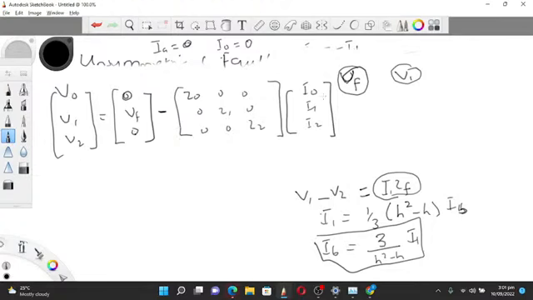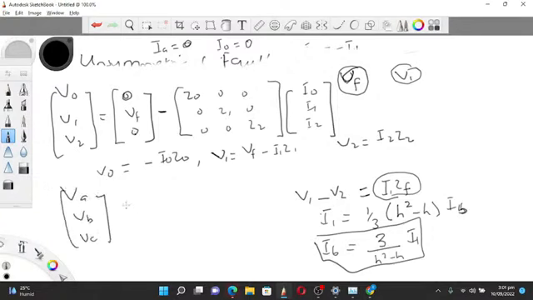So V0 is equal to negative I0 Z0, which are expressions I've already written for you. V1 equals Vf minus I1 Z1. V2 equals negative I2 Z2. Very simple. So you get this, and then if you want the phase voltages, you can easily multiply by the matrix 1, 1, 1; 1, h squared, h; 1, h, h squared.